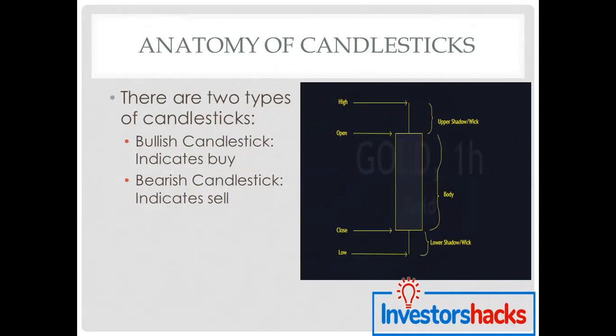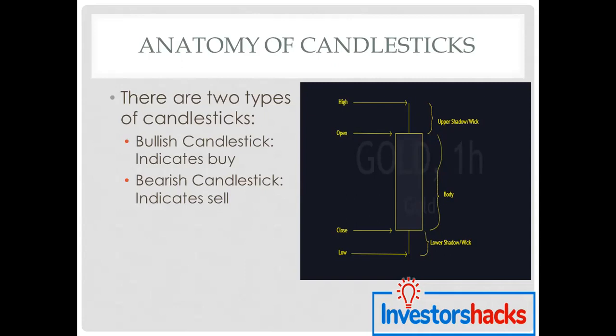So let's look at the anatomy of candlesticks. This is how candlesticks are formed, and there are 2 types of candlesticks: the bullish candlestick and the bearish candlestick. Bullish candlesticks indicate buy, and bearish candlesticks indicate sell.